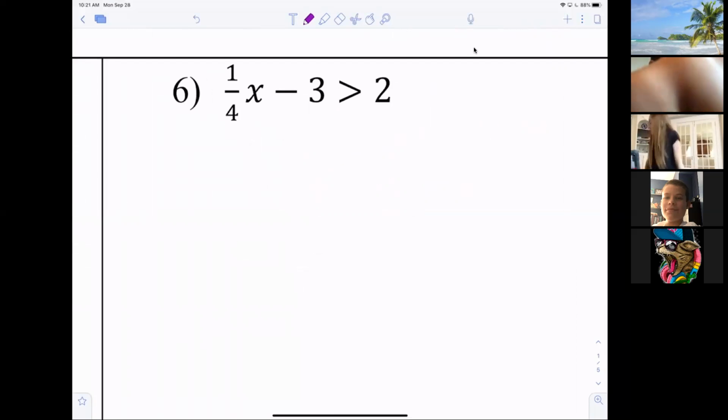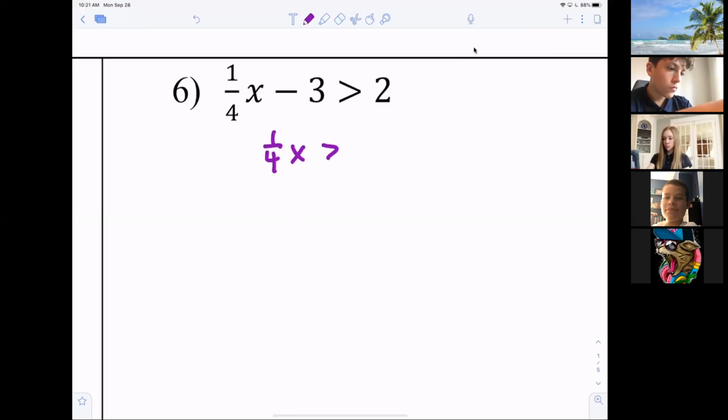So first step for number 6 is to do what, Mr. Strickland? Add 3. Add 3 to both sides. Now, we are not doing plus 3 anymore. You might be, but we're not. All right, so that's just what? 1/4 x is greater than... Yes, 2 plus 3 is 5.